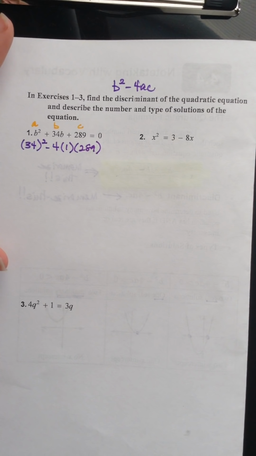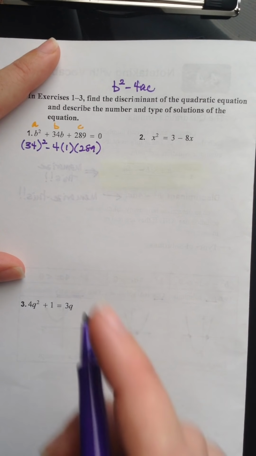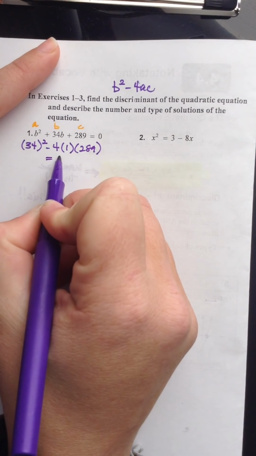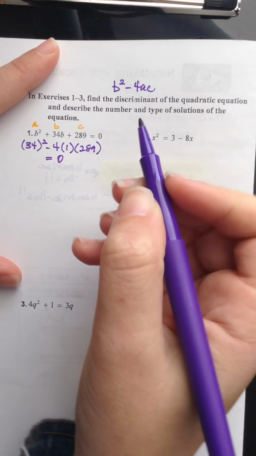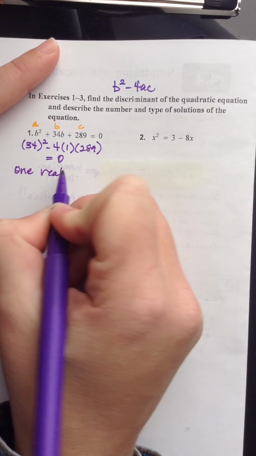Now you can use your calculator to figure this out. Some of us are in the auditorium or in the small gym today, so if that's you and you don't have a calculator, you do have a phone, by all means use it. You can plug all of that into your calculator at one time and you should get equals 0. This tells me that we have 1 real solution.